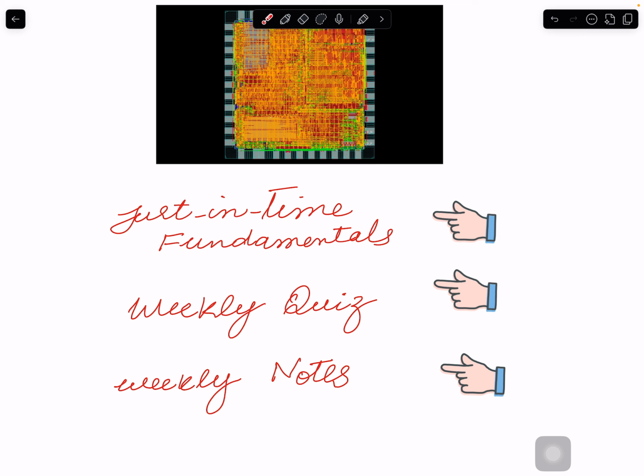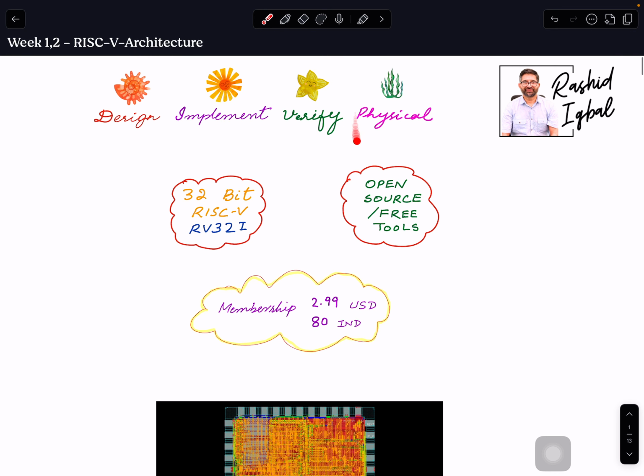So what I call just-in-time fundamentals: whenever they're needed, we will dig deeper. And by the way, before physical design, we will also look into CMOS and how different gates are made, trade-offs on power, performance, and area, PPA numbers, and that sort of stuff. We will look there too.